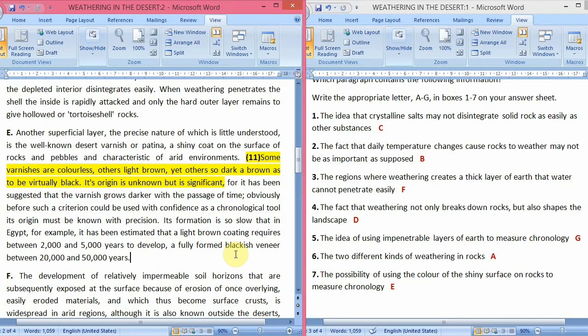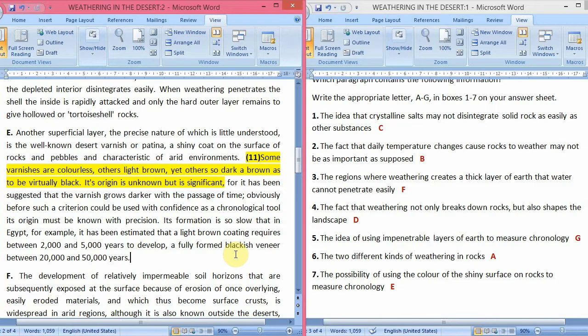So, as it grows darker with the passage of time, whenever we look at a rock, if its color is very dark, we can say that it belongs to a very old time. And if the color is not as dark, or it is very light, we can say it is not very old. So this is how this could be used as a chronological tool. So definitely that color of shiny surface on rocks could be used to measure chronology.